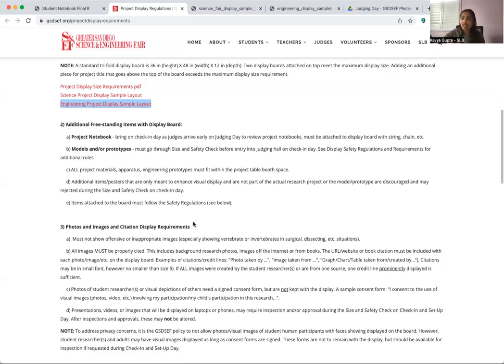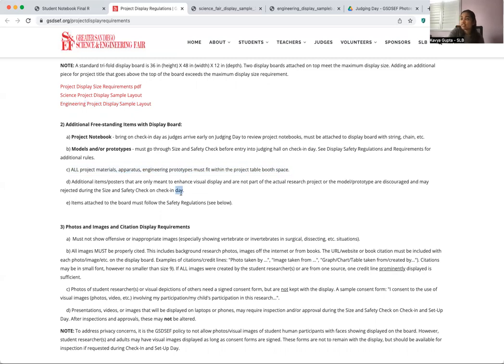Just general additional reminders: all project materials, apparatus and engineering prototypes must fit within the project table booth space. Because you are lined up against each other, you need to be respectful of other students' space. So they must fit, I would say, approximately a regular personal table size. We can see some of the other photos, and you can approximate how much space you have.